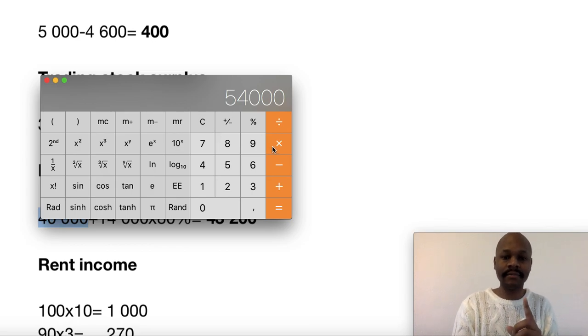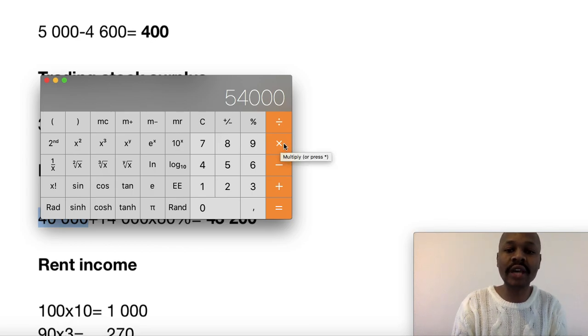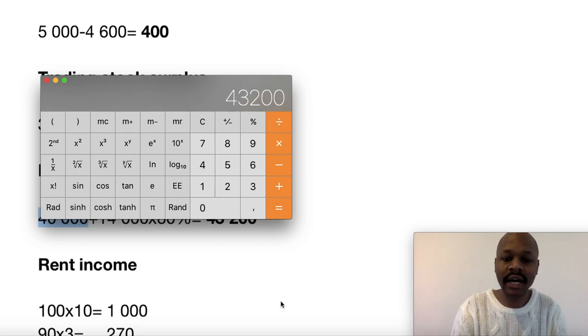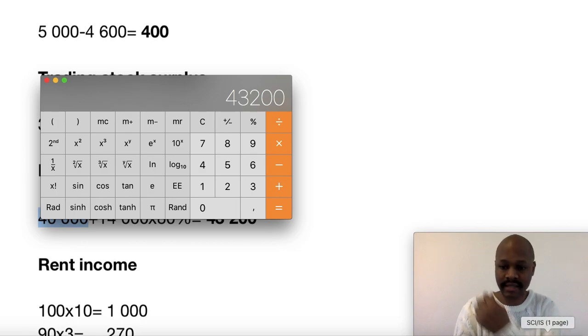And then they say you only used how much of this 54,000? You used only 80%. So you say 80 over 100, it gives you 43,200. This is how much you used during the year. So that's your expense.